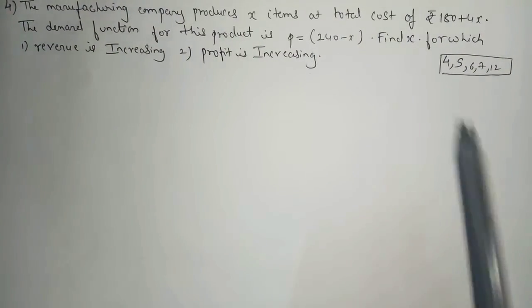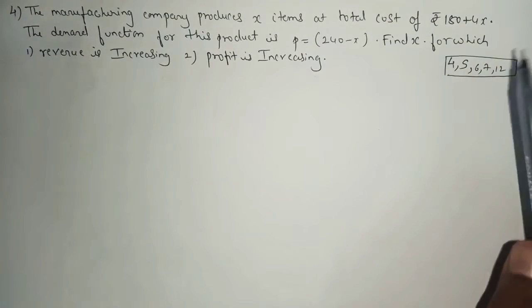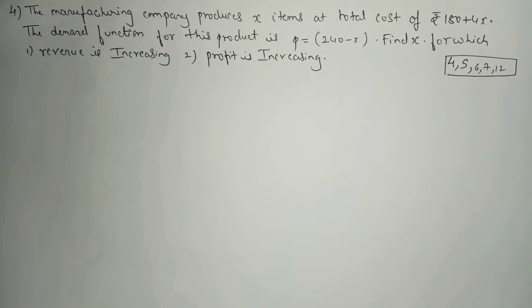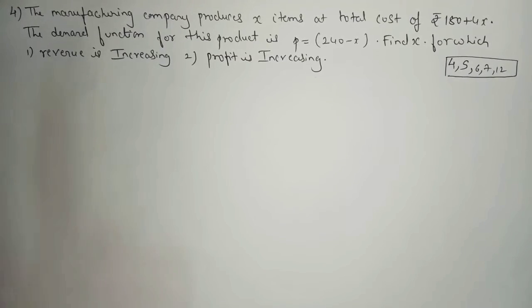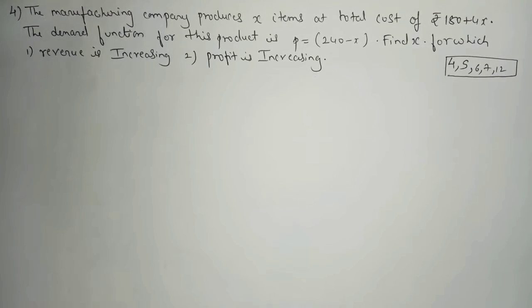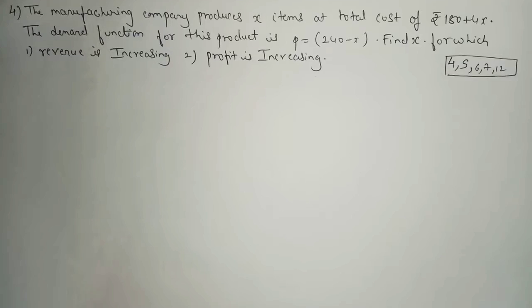Out of these five sums, I will try to explain only two, the fourth and the fifth one, and the remaining sums please try by yourself. These sums are very important from the board point of view. Please don't skip the fourth, fifth, sixth, seventh, and 12th sum from the exercise.